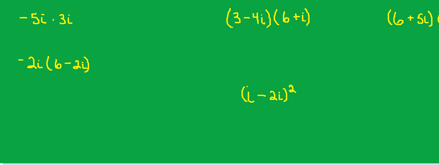Alright, next we're going to be multiplying complex numbers. And I have some examples here, so let's go through these. So the first one here is going to be negative 5 times 3 is negative 15. i times i is i squared. And then we remember that i squared equals negative 1. So negative 1 times negative 15 is positive 15.